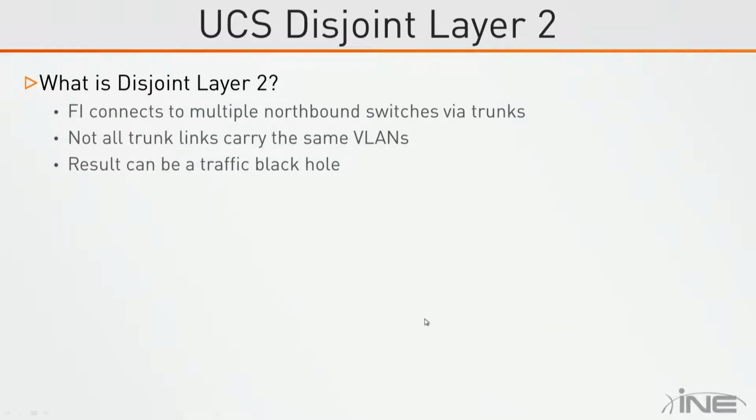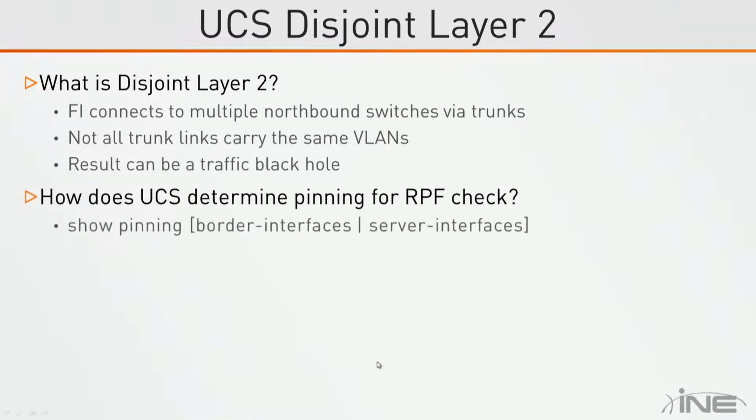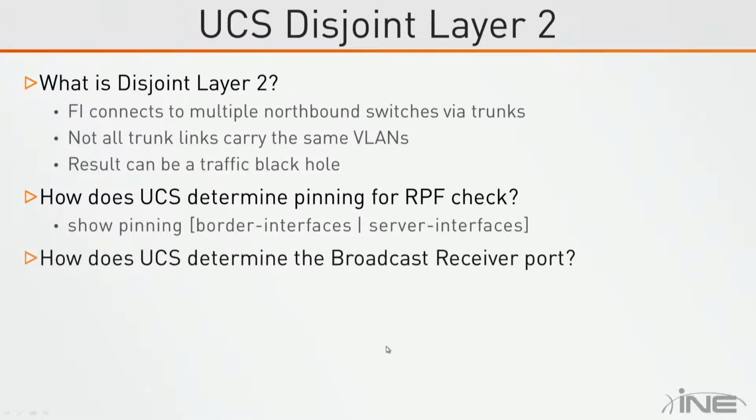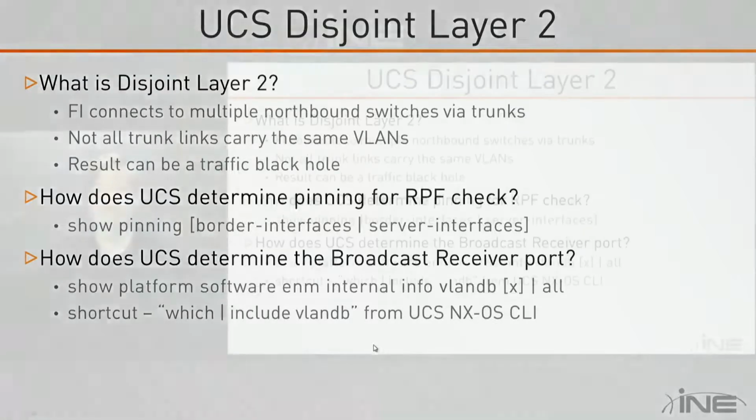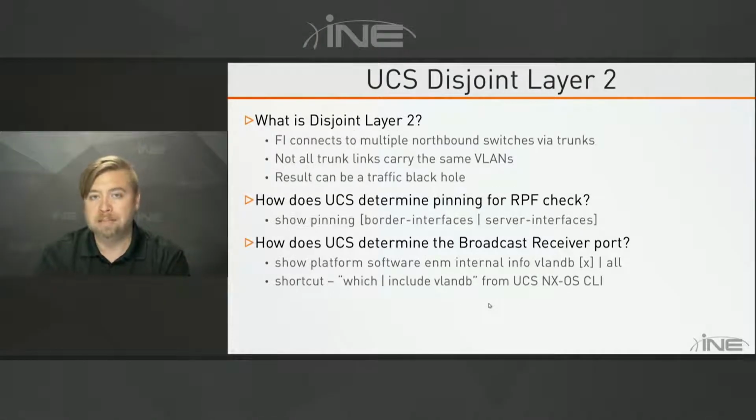Okay, the reason that this is going to be a problem has to do with the way that the UCS determines what link is going to be used for the reverse path forwarding check, and then also what interface is going to be used for the dedicated broadcast receiver. So before we talk about what the solution is to this, we need to see what is the problem and why is it a problem to begin with.